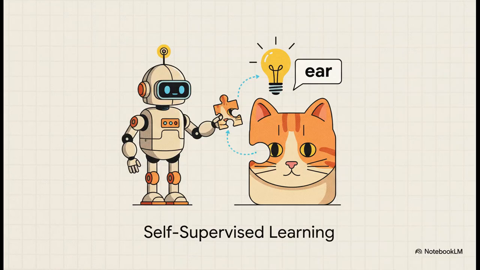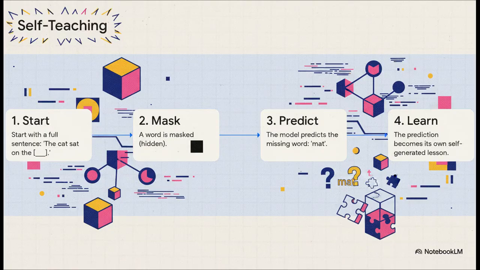Okay, so we have learning with the teacher and learning all on your own. But there's a third, really clever method that has become absolutely fundamental to modern AI. It's called self-supervised learning, and it's where the machine literally figures out how to teach itself. So what it does is pretty ingenious. It creates its own little puzzles from the data it's given.